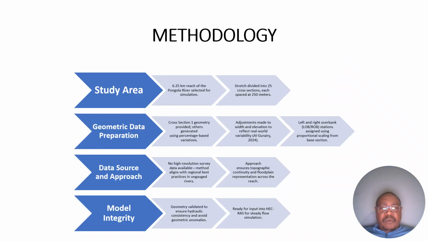And then the methodology for this assignment, the focus was on the steady area. The study area is about a 6.25 kilometer reach of the river, the Pongola River, and it stretches into 25 cross sections that are spaced roughly 250 meters apart. Then the geometric data preparation, that is the cross section, the geometry provided, and other information that is generated.